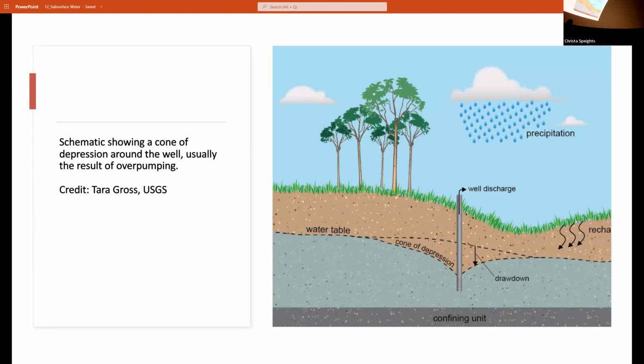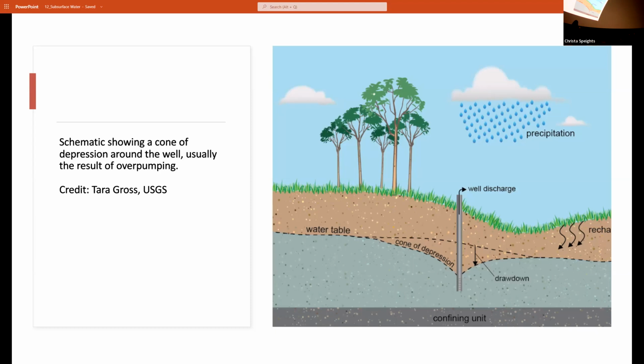We have drilled a well here, and we've been pumping water out of this well. And what has happened here is that this recharging water that comes from precipitation in this case is coming into the aquifer at a slower rate than the well is pumping out. And so you get what's called a cone of depression, because it's pulling water from all around on all sides and lowering the water table immediately around this well.